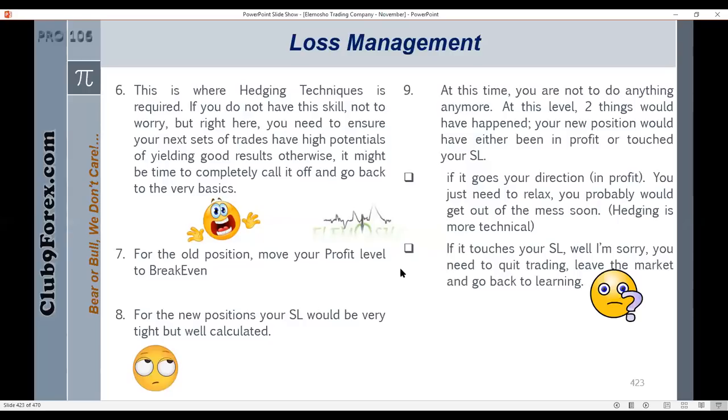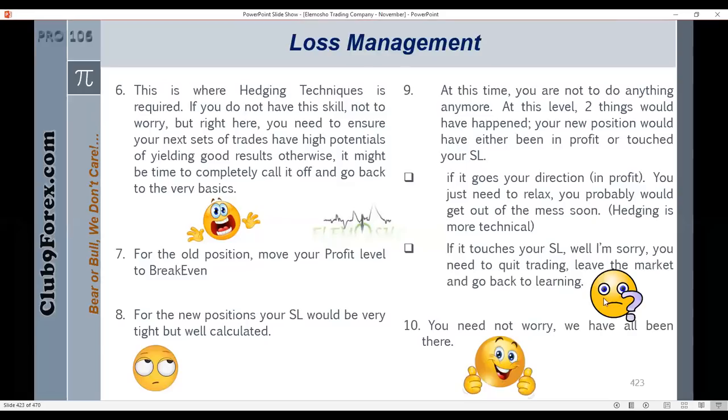If you have done it 2 or 3 times, trying to edge your position, and the market keeps taking the new position out on stop loss every time, then it means you are not doing something right. You need to leave the market and perhaps go back to learning. Now, you don't need to worry about this. We've all been there. I've been there also. And I can tell you, it's usually not easy to get out of a loss position.